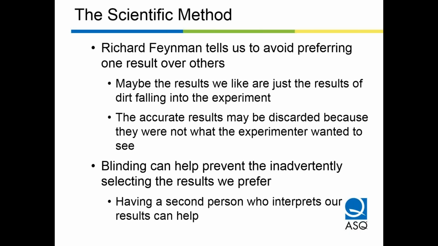Richard Feynman tells us to avoid preferring one result over others. Maybe the results we like are just the results of dirt falling into the experiment, in his words. Something went wrong with the test. I've actually seen this once before in a situation. It was a noise. Everybody was convinced it was a metal clip. And I swear to you, I wasn't trying to play games with my colleagues, but I disassembled the clip to take it and measure it.